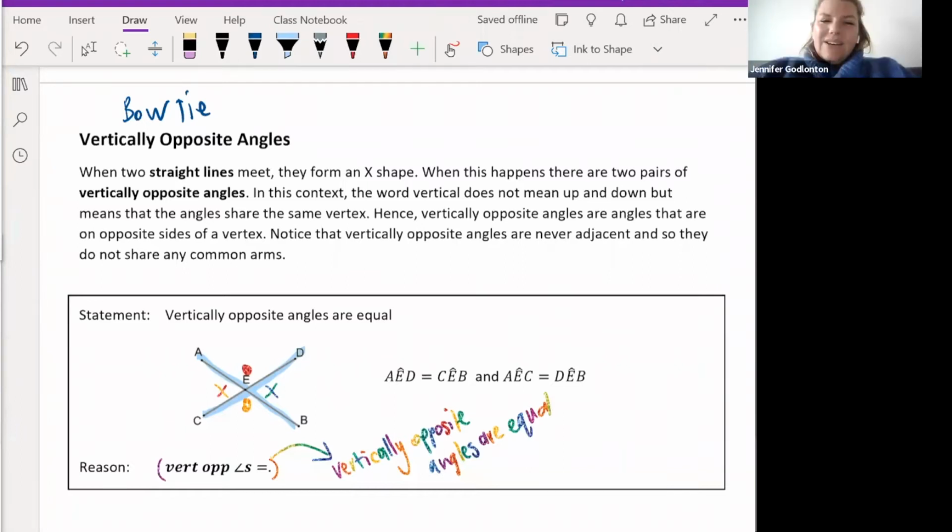Who has seen vertically opposite angles before and who has never? Can you give me an idea? Let me know. Okay. So Kira's seen this, never done this. That's all right. Some people have seen this and some people have not. Same with Nadia, I know.